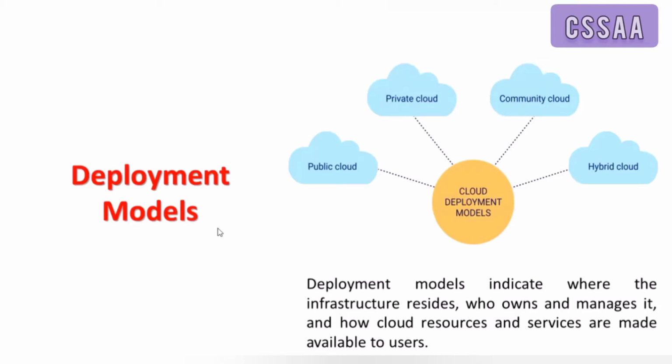Deployment models of cloud computing are public, private, community, and hybrid. Now you may have a question: what are these deployment models actually used for? The answer is simple. The deployment models help you identify where the infrastructure resides, who owns and manages that infrastructure, and how the cloud resources and services are made available to the users.